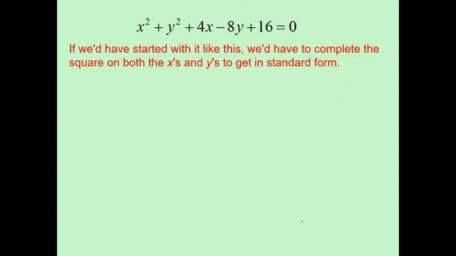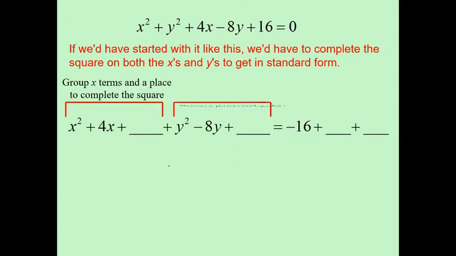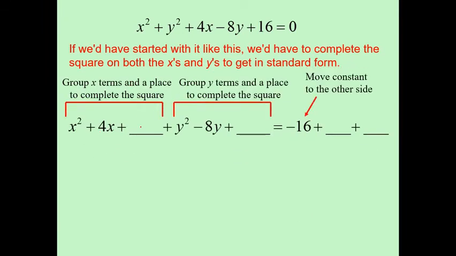If we'd started with it like this, we'd have to complete the square on both the x's and y's to get the standard form. So notice that we group the x terms together and place a blank to complete the square. We group the y terms together and place a blank to complete the square, and then we move the number to the other side. And remember, you do that by subtracting 16 from both sides.